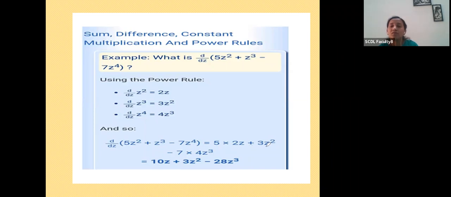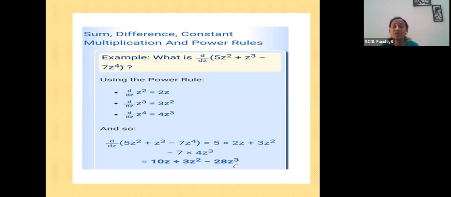Then 3z square will be the same. So here plus 3z square. Here 4z cube is present. So what will you get as the answer? You will get 10z, 5 into 2 is 10z, plus 3z square, and 7 fours are 28, so minus 28z cube.